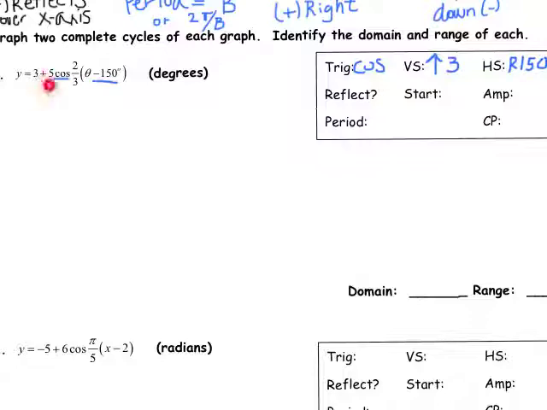Do we reflect? So this is a plus 5 cosine, so no, we will not reflect. Therefore, cosine will stay as that U shape you see, that upward U. The amplitude, the number in front, is a 5. And our period is going to be found using this 2 over 3. So in degrees, we take the typical period, which is 360, and we divide by 2 over 3.